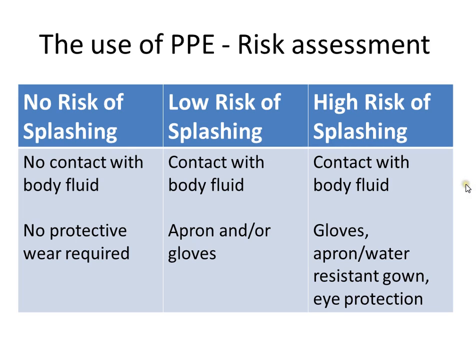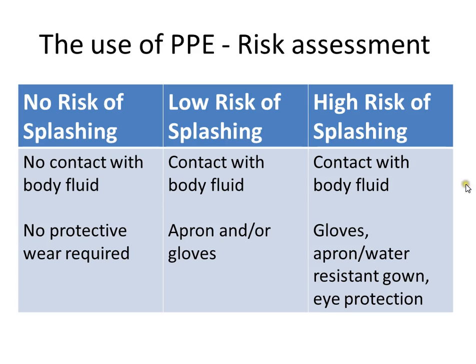Before you undertake any task, you need to complete a risk assessment on the use of personal protective equipment. You can use the following as a guide. If there is no risk of splashing and therefore no contact with body fluid, then you may not need to use any protective equipment. If there's a low risk of splashing, so therefore there will be some contact with body fluid, it may be advisable to use gloves and or an apron.